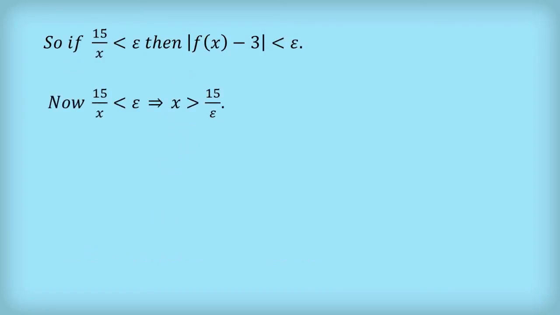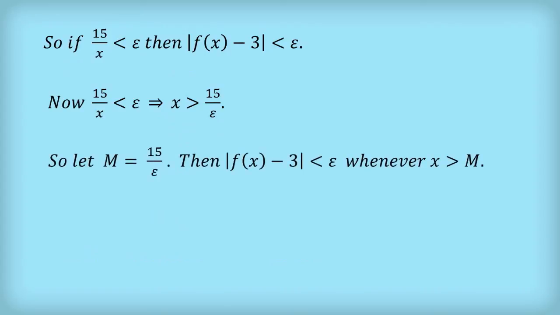We say the following. Now 15 on x is less than epsilon implies that x is greater than 15 on epsilon. So let M equal 15 on epsilon. Then the absolute value of f(x) minus 3 will be less than epsilon whenever x is greater than M. And that's the end of the question. Hopefully you'll get full marks.